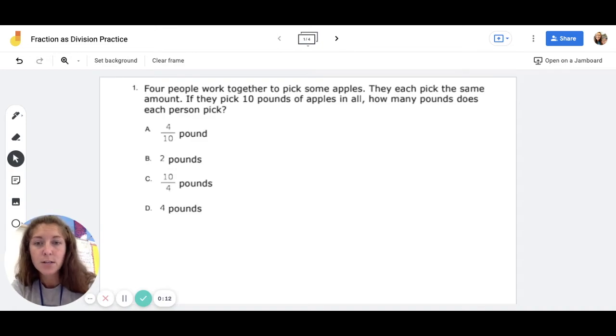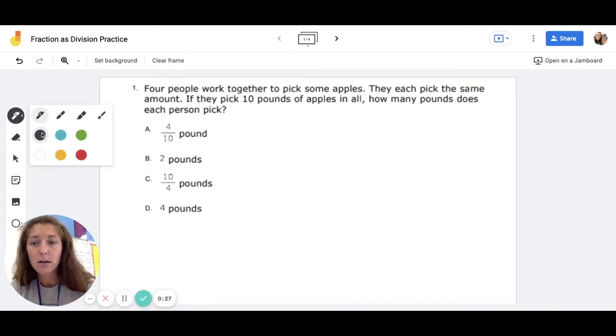So number 1 says 4 people work together to pick some apples. They each pick the same amount. If they pick 10 pounds of apples in all, how many pounds does each person pick? I'm going to write on here, so I have it, shared over who. Bear with me, it takes me a minute to write it out on the computer.